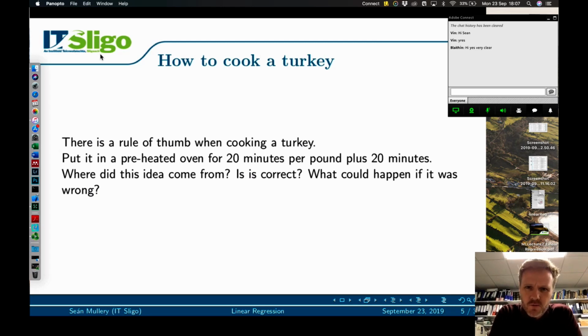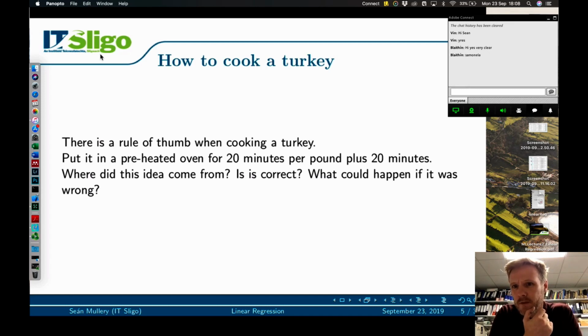But the question really about this is, where did this idea come from? Is it correct? Is this a good rule of thumb to follow? And what could happen if it goes wrong? Now let's start with that. What could happen if it goes wrong? Because this is one of the things that when it comes to something like a turkey, if we cook it wrong, it's either not going to taste nice or, well, what's the other problem? If it doesn't taste nice is one thing.